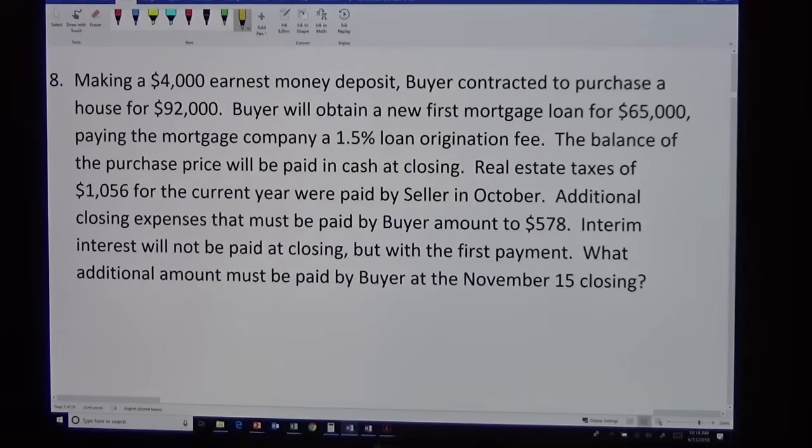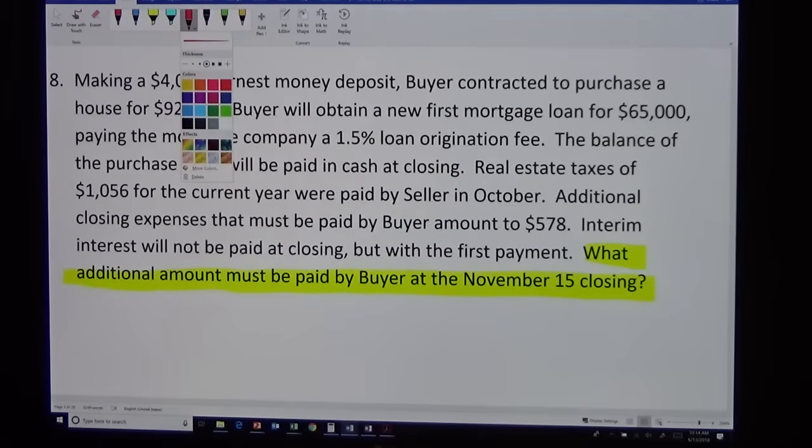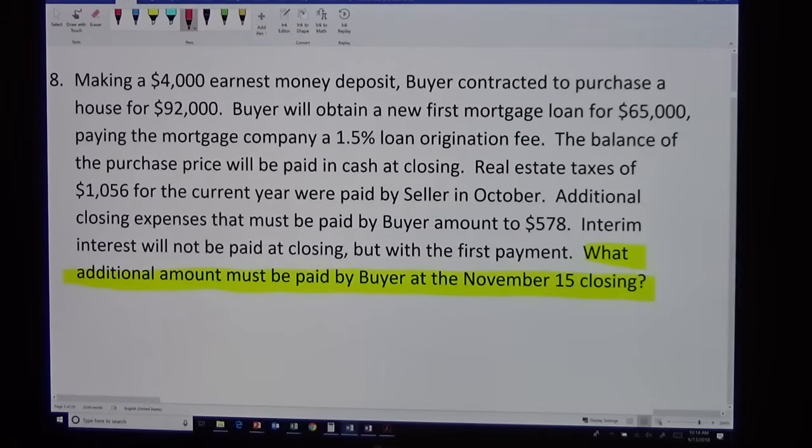Number 8 looks like a closing statement question to me. And here's what I base that on. What is the additional amount that must be paid by the buyer at the November 15th closing? In other words, how much money does the buyer need to bring to closing? They can state that in a bunch of different ways, but it always means the same thing. How much of a check does the buyer have to write in order to get this property closed on November 15th? And so we're going to do a closing statement.